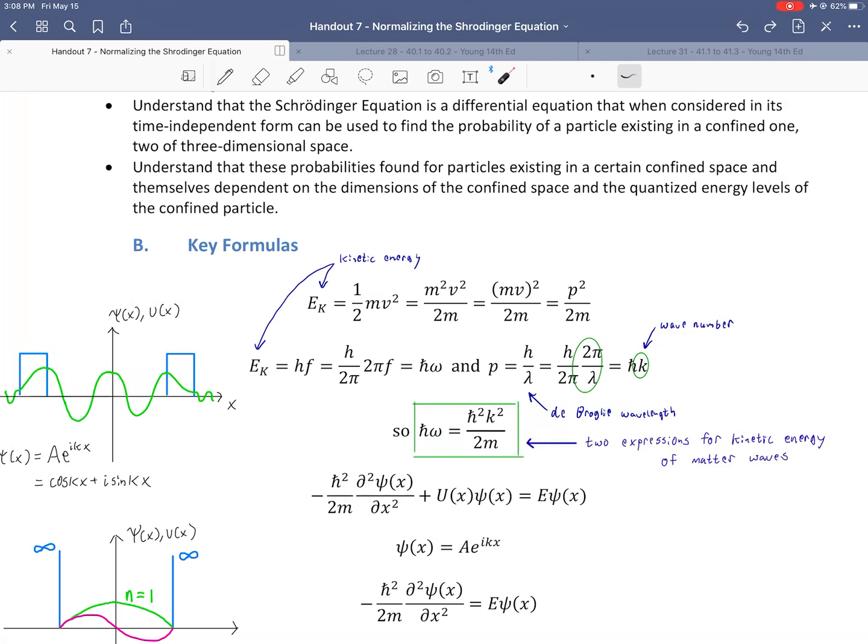All right, so that means that we end up with 2 expressions for kinetic energy of matter waves, okay? And again, this is just laying the groundwork of what we're doing here, right? Make sure that we can think about the constants, right? So any matter wave, such as an electron, proton, lepton, muon, whatever particle it is, neutron, we have h bar omega, that's its kinetic energy, but also h bar squared times k squared, the wave number squared, divided by 2 times the mass is also the kinetic energy, right?